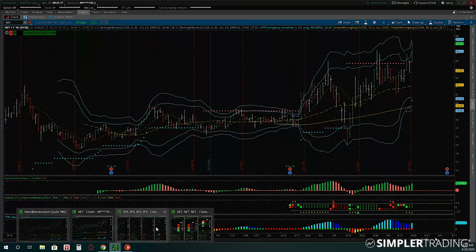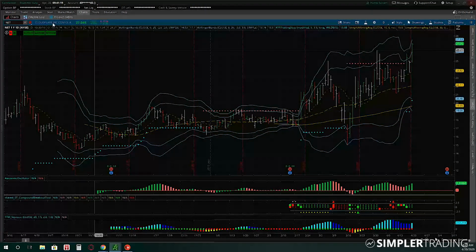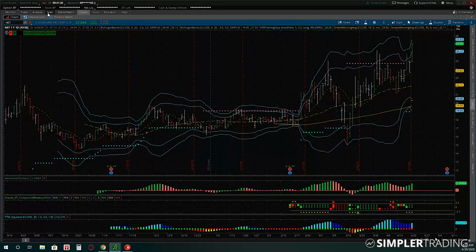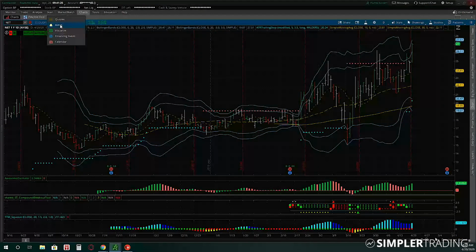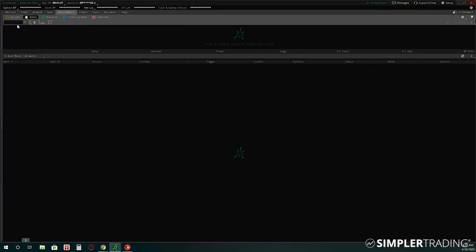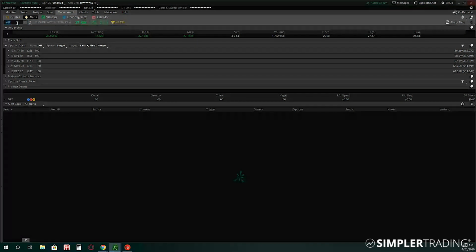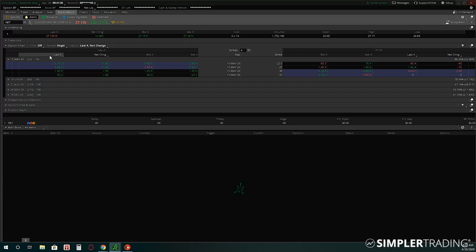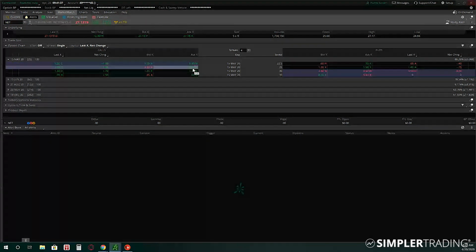Okay, sorry guys. I'd like to set an alert. So one way you can do that is go to Market Watch and go to alerts. Now we want to keep the symbol that we're looking at. So we'll type in NET here and you'll see it looks like an option chain, right? So I could set an alert on the actual option price.